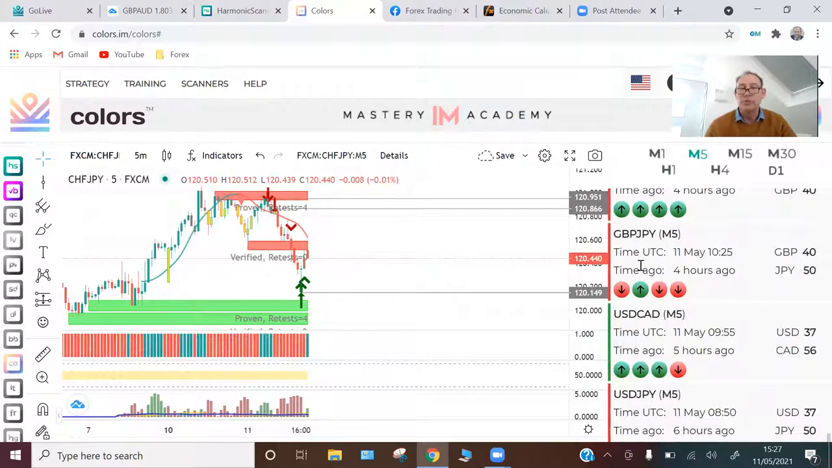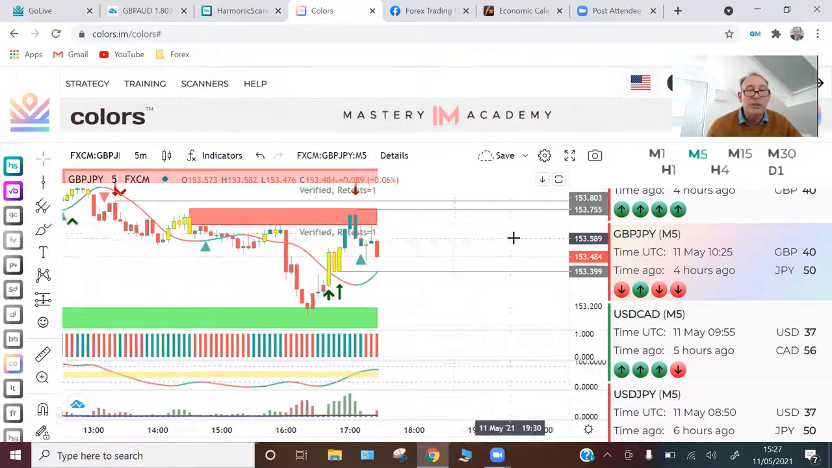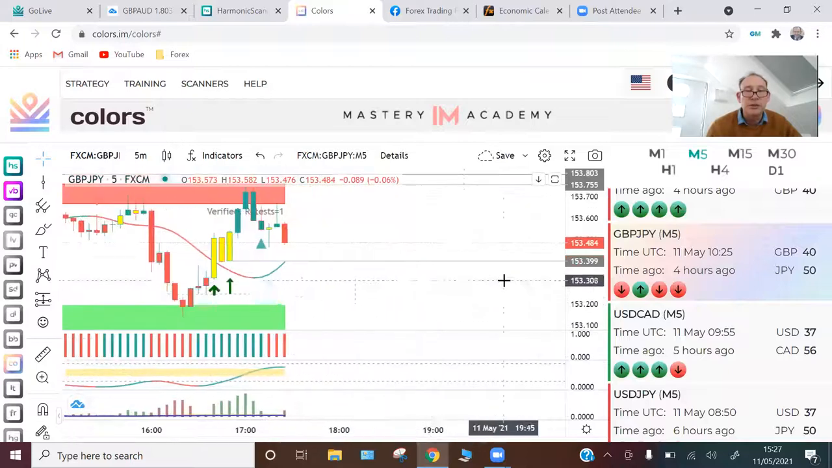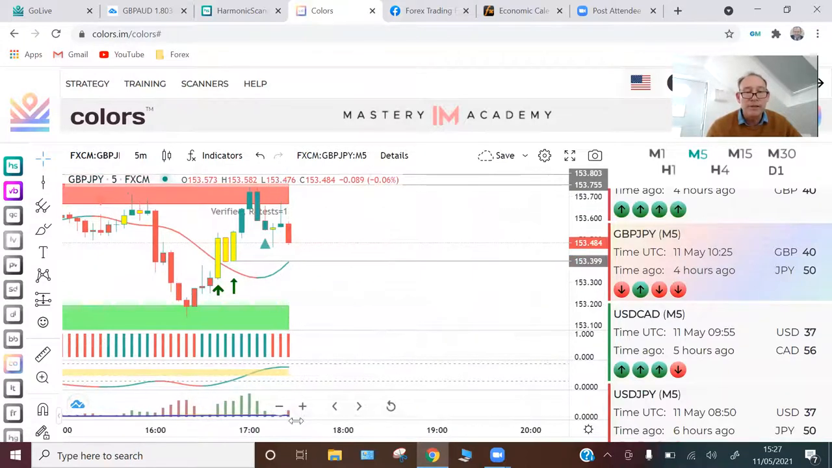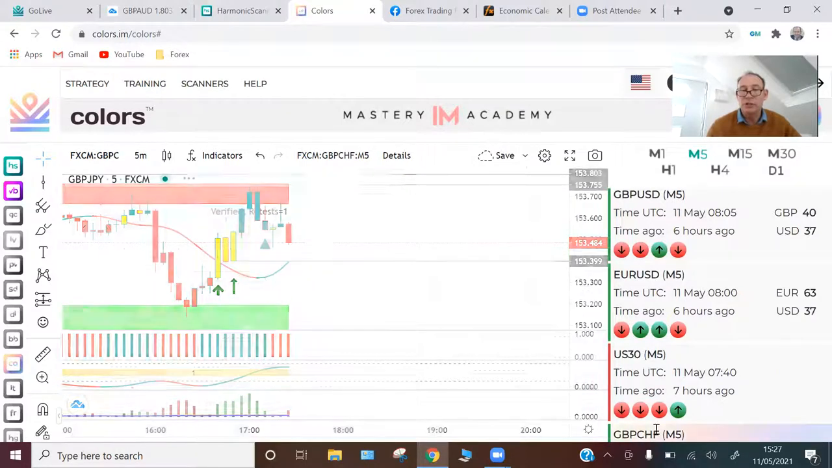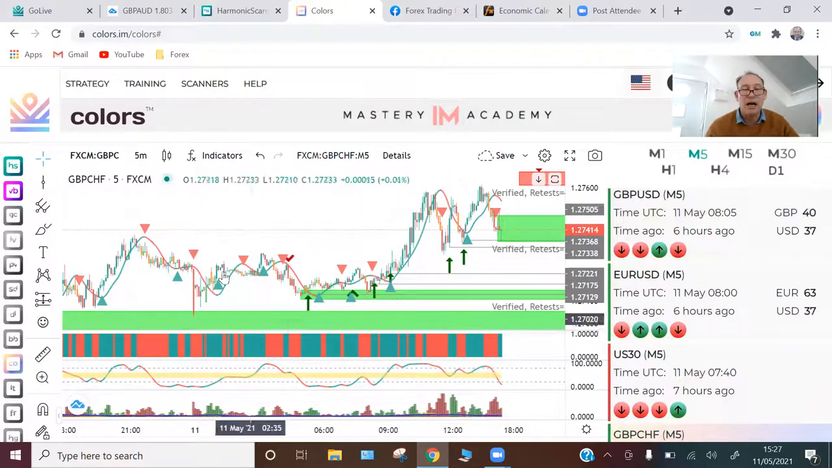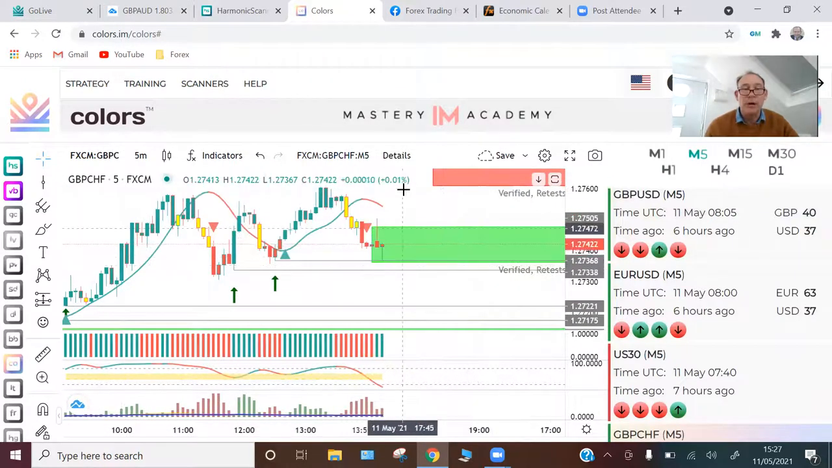See, Great British Pound, Japanese Yen. So it says here they're expecting a sell. See, there's a red zone there, there's a green zone there. Red, red. Quickly look at another one. Great British Pound, CHF. So it's coming down. It's in a high. Came down to this one. So we could get a buy at this zone in 3 minutes' time.